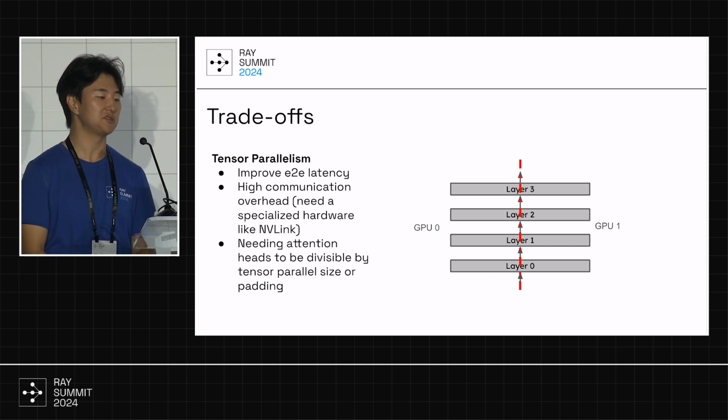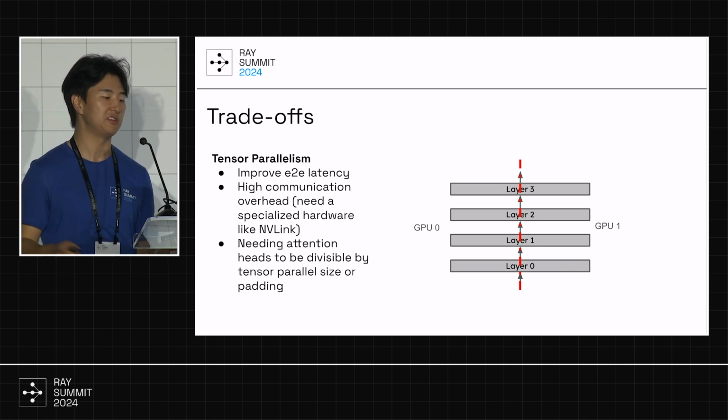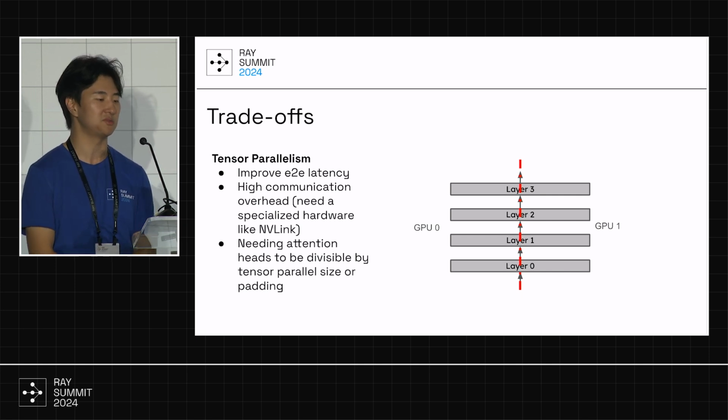And for that case, it's sharded by the head. And one limitation of tensor parallelism is that your head count has to be divisible by the tensor parallel size, or you have to add the padding manually, which is a pretty tedious process.